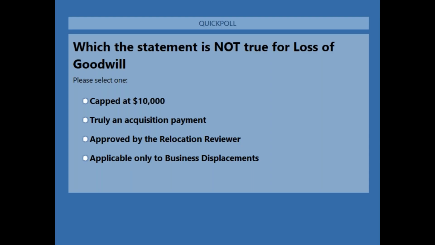Okay, next question. Which of the statements is not true of loss of goodwill? A, is it capped at $10,000? B, it's truly an acquisition payment. C, it's approved by the relocation reviewer. Or D, it's applicable only to business displacements.